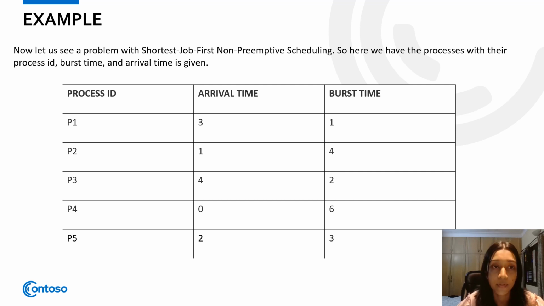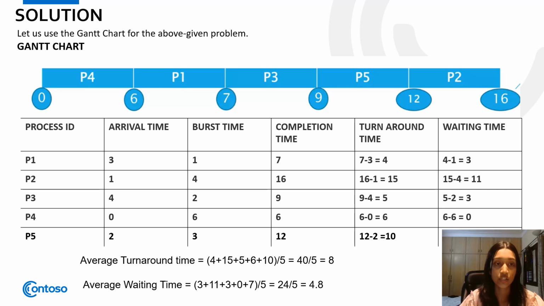So let's take an example. We are given the process ID, arrival time and burst time of 5 processes, and we have to find out the completion time, turnaround time and waiting time. So how will we do that? First we will prepare the Gantt chart. As we can see here, the process P4 has the minimum arrival time, that is 0. So it will be the first one to be executed. Therefore in the Gantt chart, the first process is P4. From 0 to 6, it will get executed as the burst time of P4 is 6.